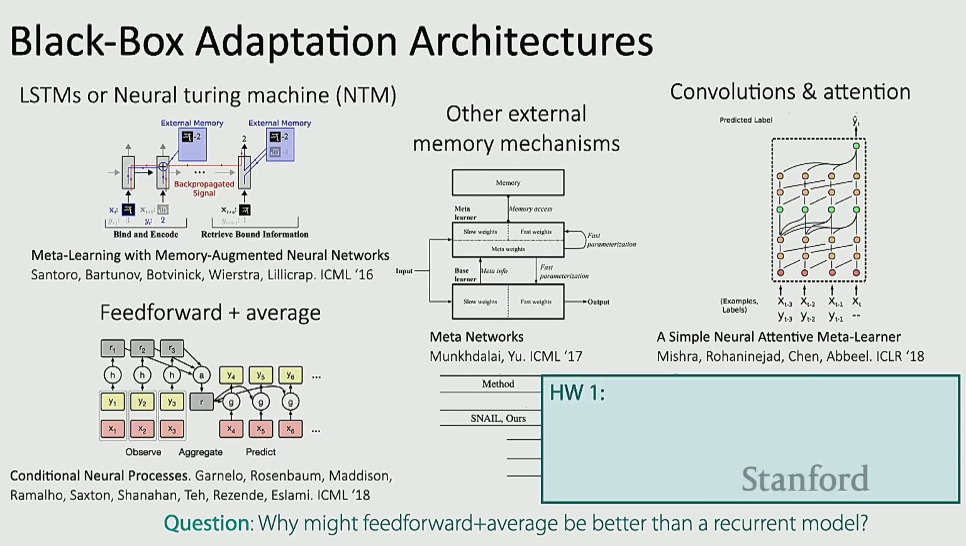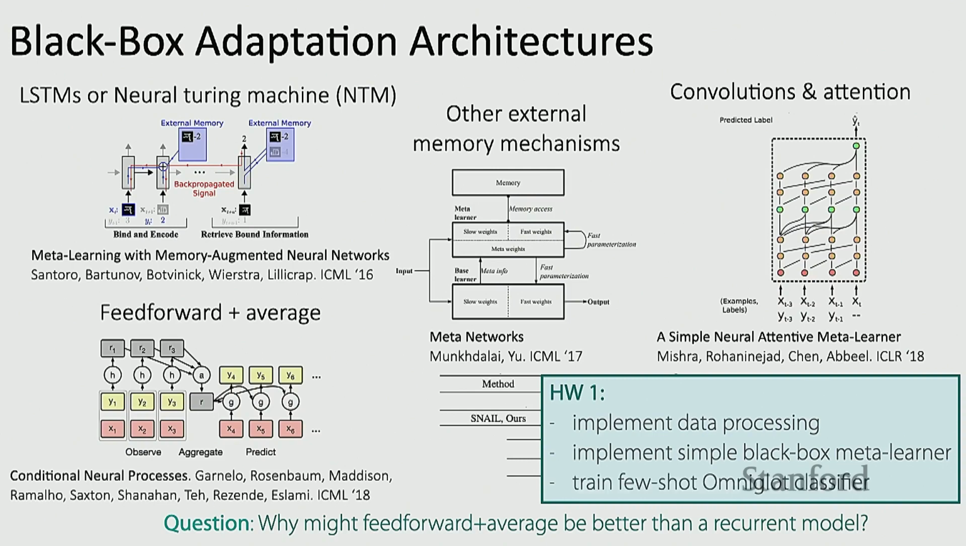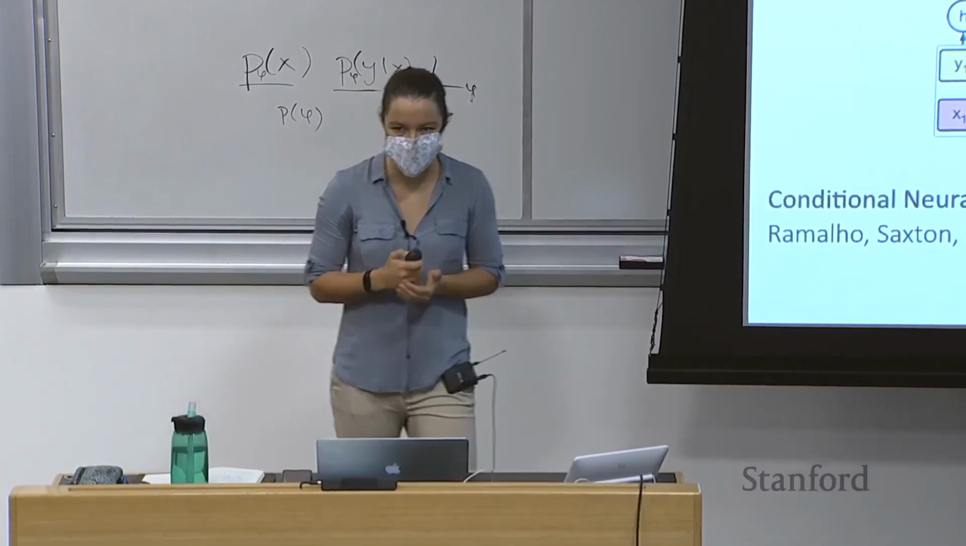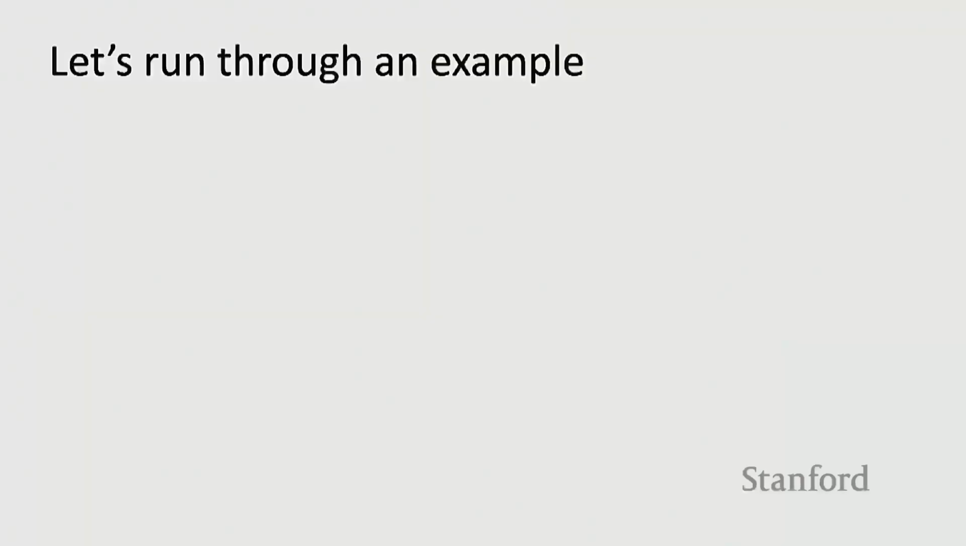Cool. And so in homework 1, you're going to be implementing the data processing and training setup for these kinds of few-shot image classification problems. You'll implement a very simple black box meta-learner, and then also train a few-shot omniglot classifier and hopefully get numbers that aren't too far off from the numbers that we saw there. Great. Okay. Any more questions, or I'm thinking about running through an example.